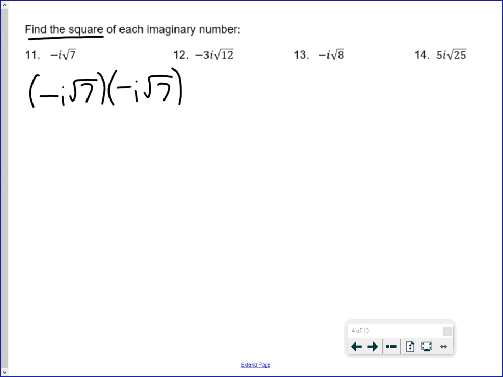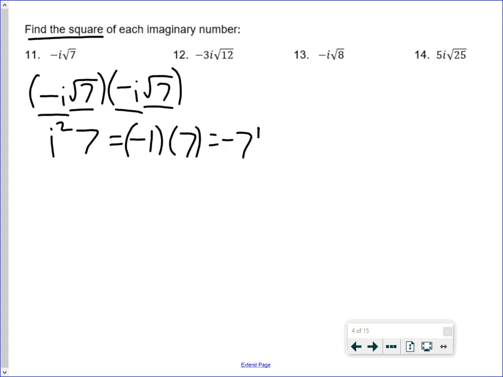So we're multiplying these numbers together. You need to multiply the coefficients together. So negative i times negative i gives you a positive i squared. And multiply the square roots together. Root 7 times root 7 just gives you a positive 7. i squared is negative 1. So you get negative 1 times 7, or just negative 7 for number 11. And you'll do the same thing for 12, 13, and 14.